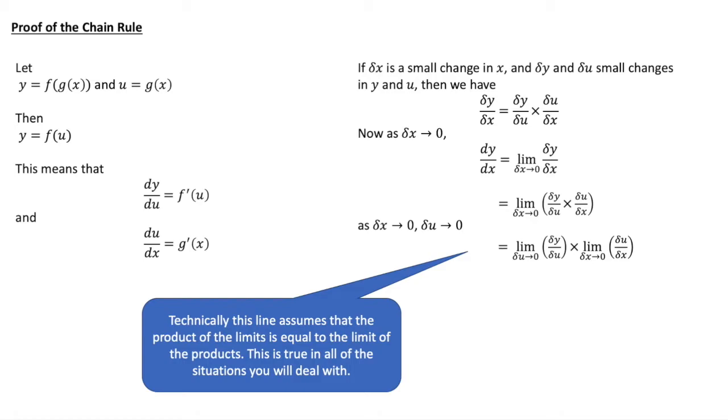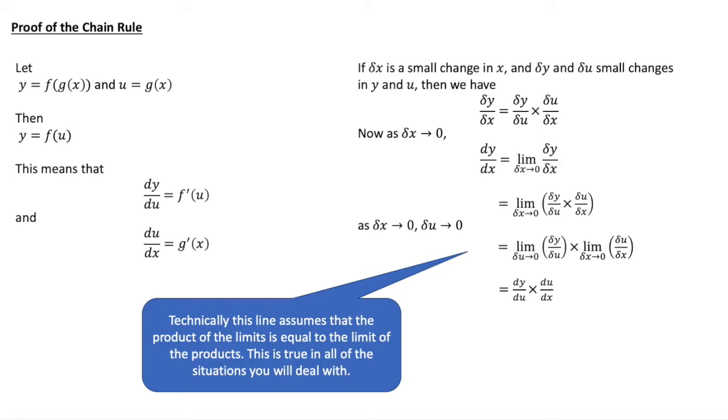It's a very technical matter that you might look at later on if you study maths further. But it's an acceptable move at this point. Okay, so what is the limit of delta u tending to naught of delta y over delta u? Well, that is dy by du. And the limit of delta x tending to naught of delta u over delta x is du by dx.